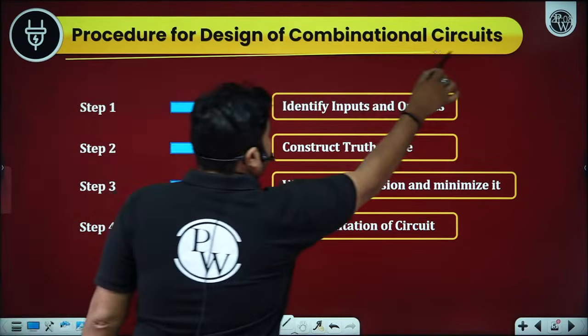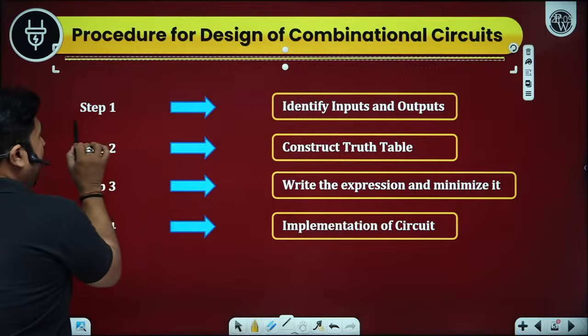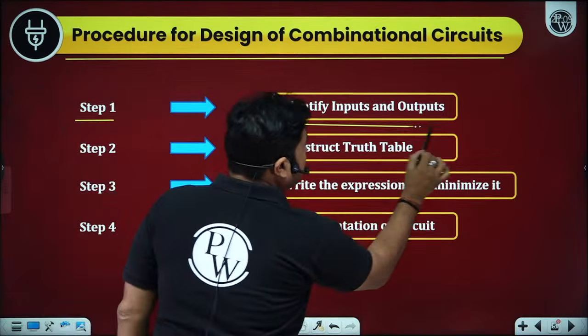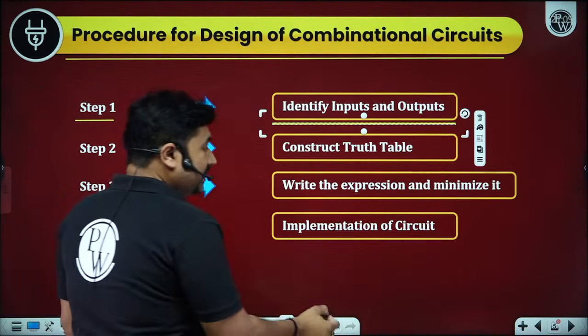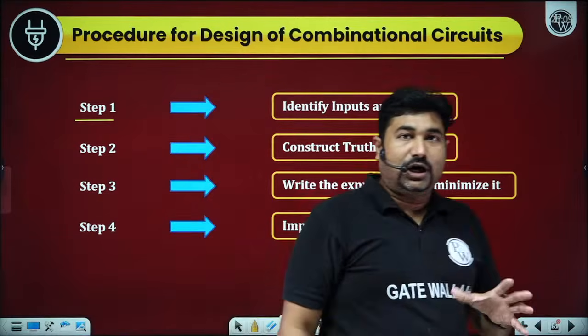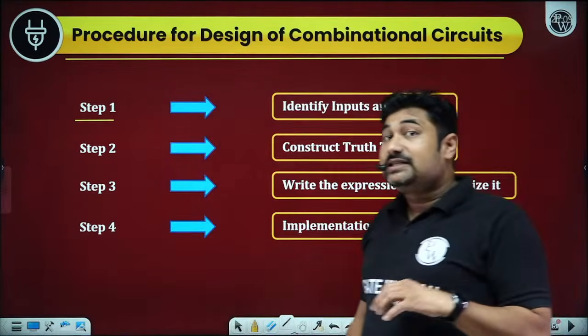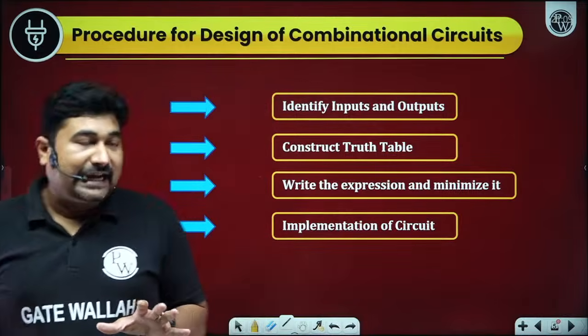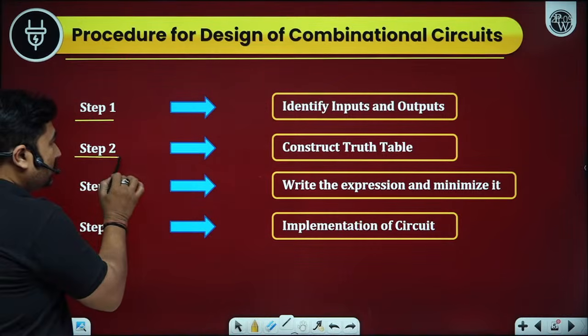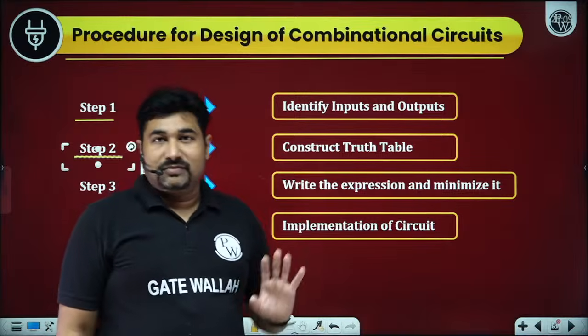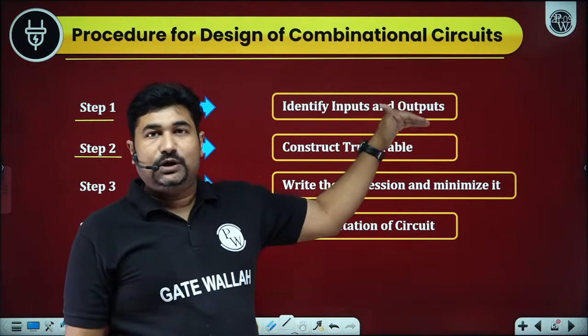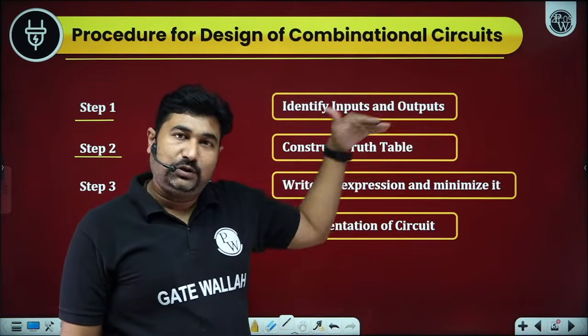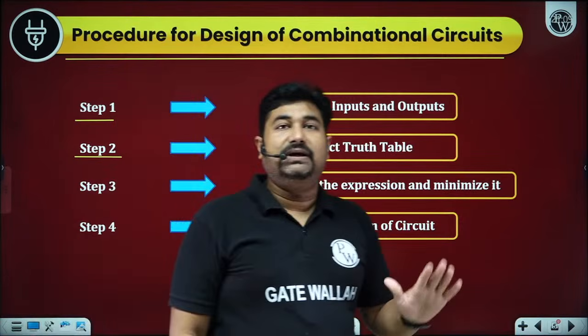The first step is to identify inputs, outputs and their relationship. The second step is to construct the truth table. Whatever you have identified as the inputs, outputs and the relationship, based on that you have to construct the truth table.